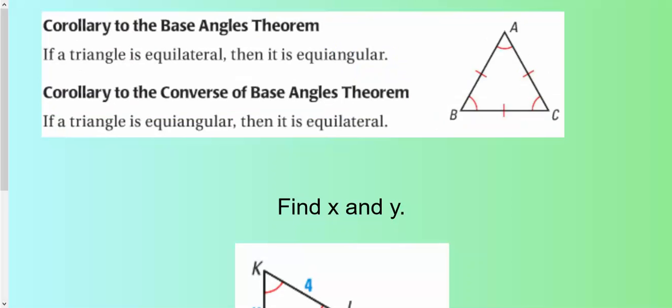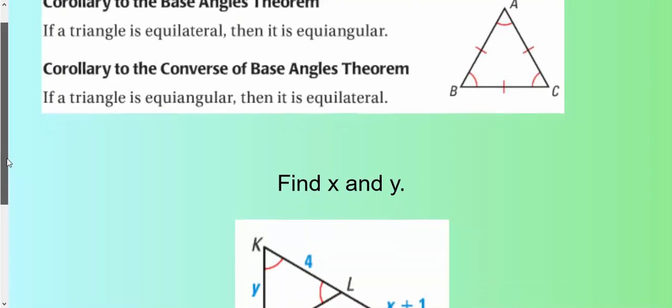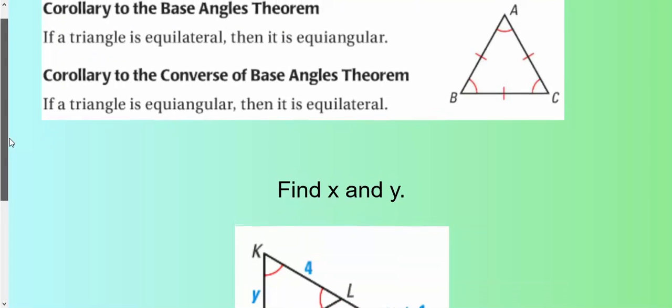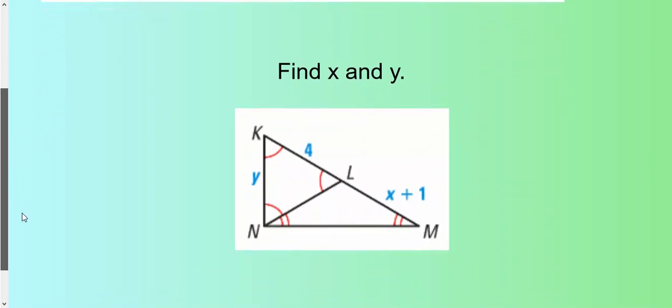And then these are two corollaries to the base angles and the converse, just dealing with equilateral and equiangular. If it's equilateral, then it's equiangular. If it's equiangular, then it's equilateral. These can be proven really quickly, basically using the base angles theorem and the transitive property.